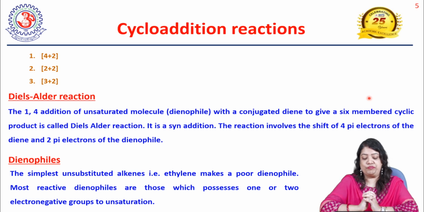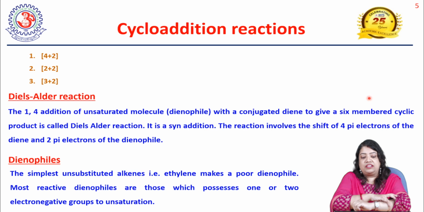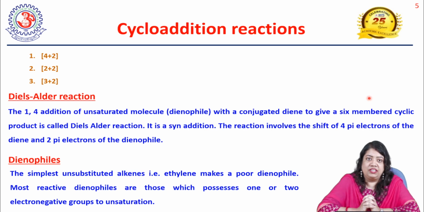So first, I am going to discuss the 4 plus 2 pi electron cycloaddition reactions. I am going to discuss these reactions both in thermal mode of activation and also in photochemical mode of activation. Thermal 4 plus 2 pi electron cycloaddition reactions are also known as Diels-Alder reaction.